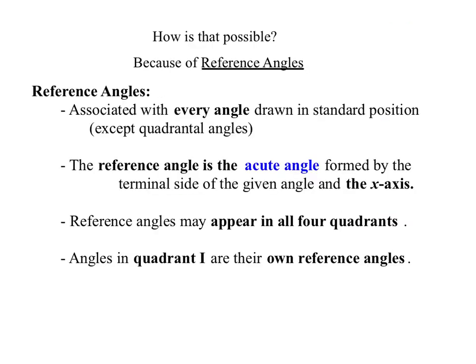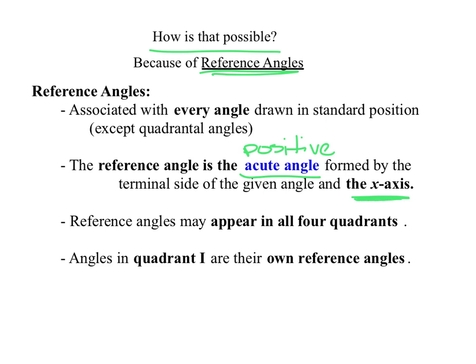And the reason that this is possible, how is this possible, is because of something that we call reference angles. A reference angle is a positive acute angle formed by the terminal side of the given angle and the x-axis. It's an acute angle, and also very important, it is always a positive acute angle formed by the terminal side of the given angle and the x-axis.